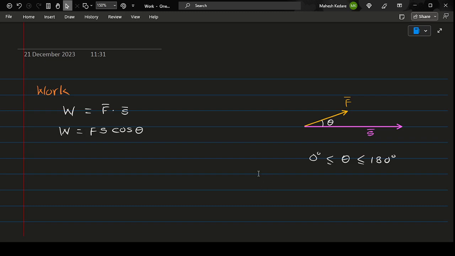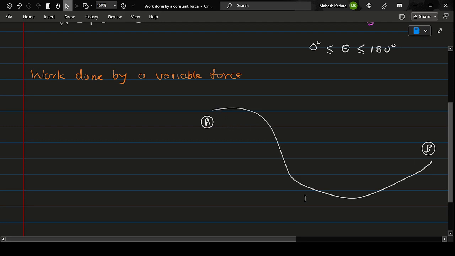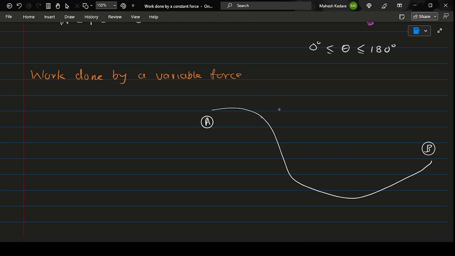I am now going to outline the procedure we use to find the work done by a variable force. This formula gives work done by a constant force. Suppose that the object is moving along this path from point A to point B. The direction of displacement at every point on this curve is tangential to this curve. For example, if you consider this point on the curve, then as it goes from this point to a point very close to it, the direction of displacement is close to the direction of the tangent drawn at this point.